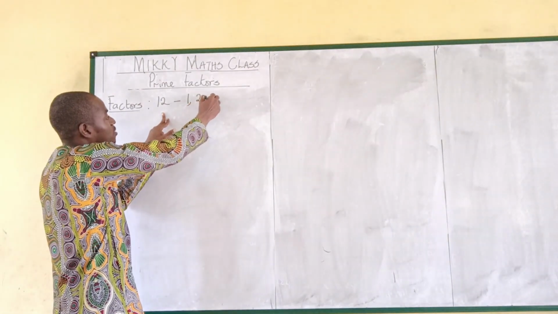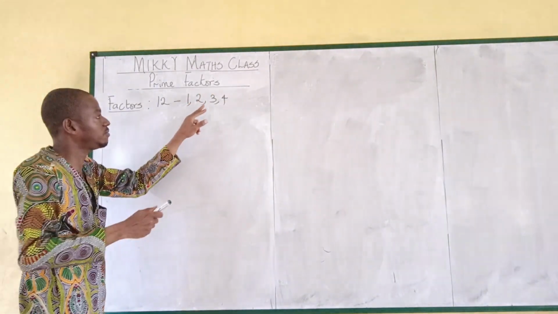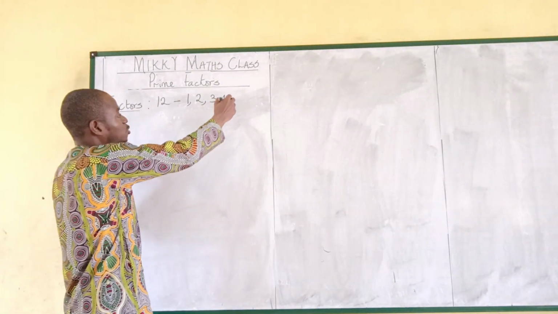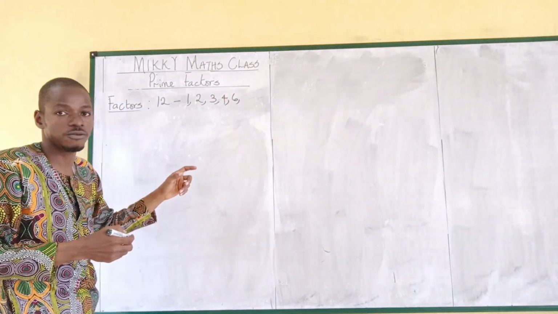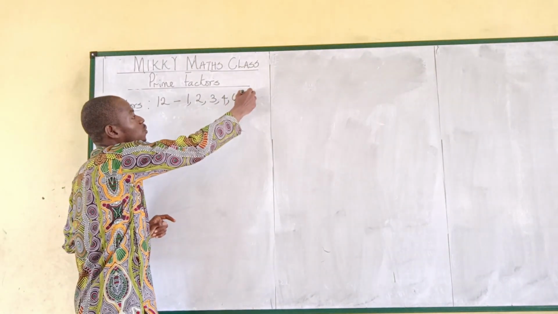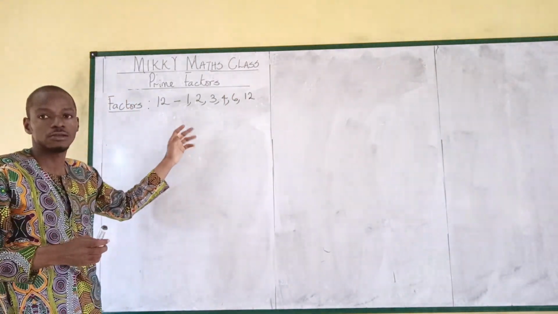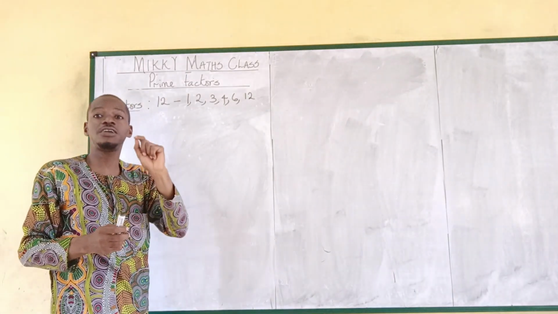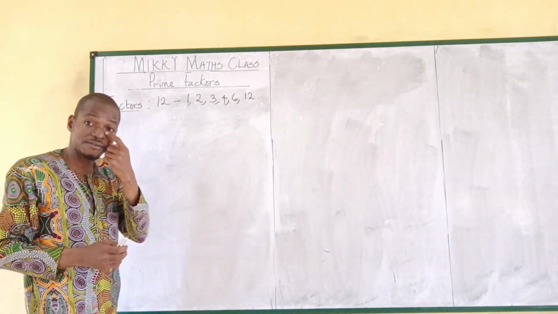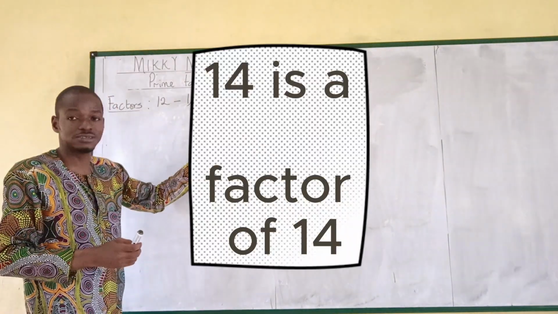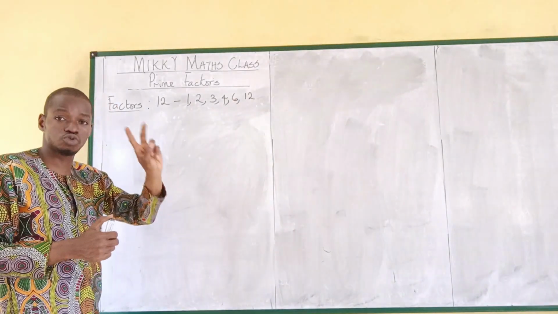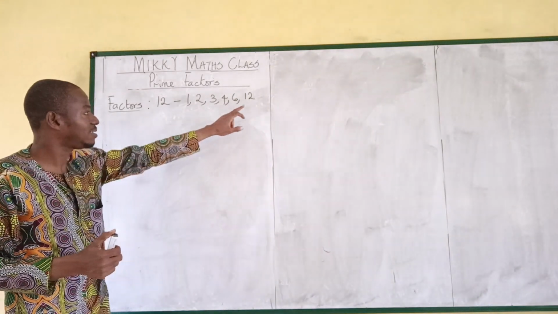Now 3 also will divide 12 to give me 4. That means 3 is a factor of 12. 4 is a factor of 12. And like I mentioned earlier, 6 is a factor of 12. 6 will divide 12 to give me 2. And lastly, 12 will divide itself to give me 1. That means every number is a factor of itself. 12 is a factor of 12. If I'm having a number like 14, that means 14 is a factor of 14. So every number has a minimum of 2 factors: 1 and that number itself.